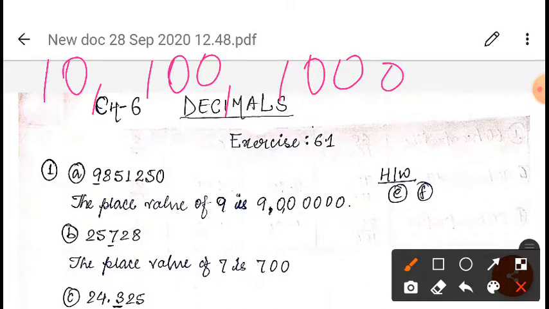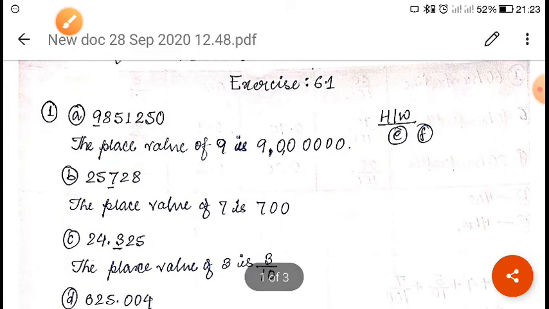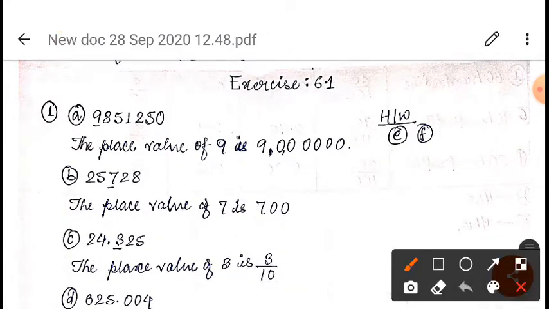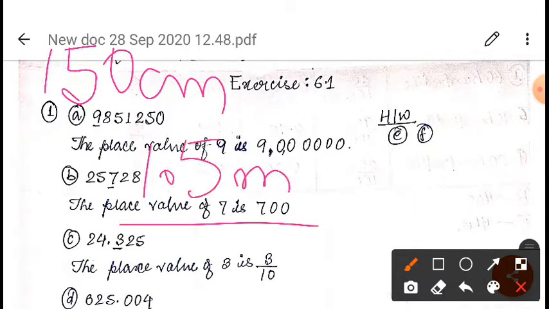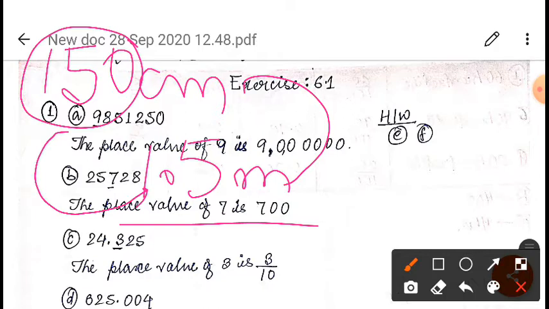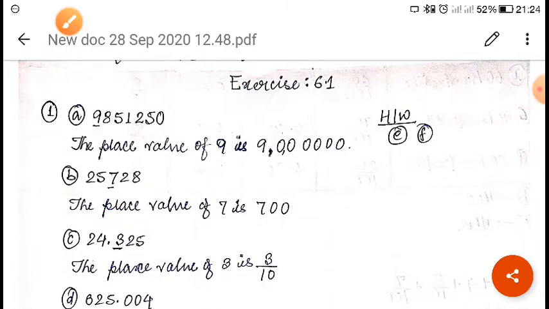I will give you one example, from which you can easily understand decimals. Suppose a person's height is 150 centimeters. If we are asked to convert this into decimal, we can write that the person's height is 1.5 meters. You can see that the unit has been changed, and 150 has been converted into 1.5.